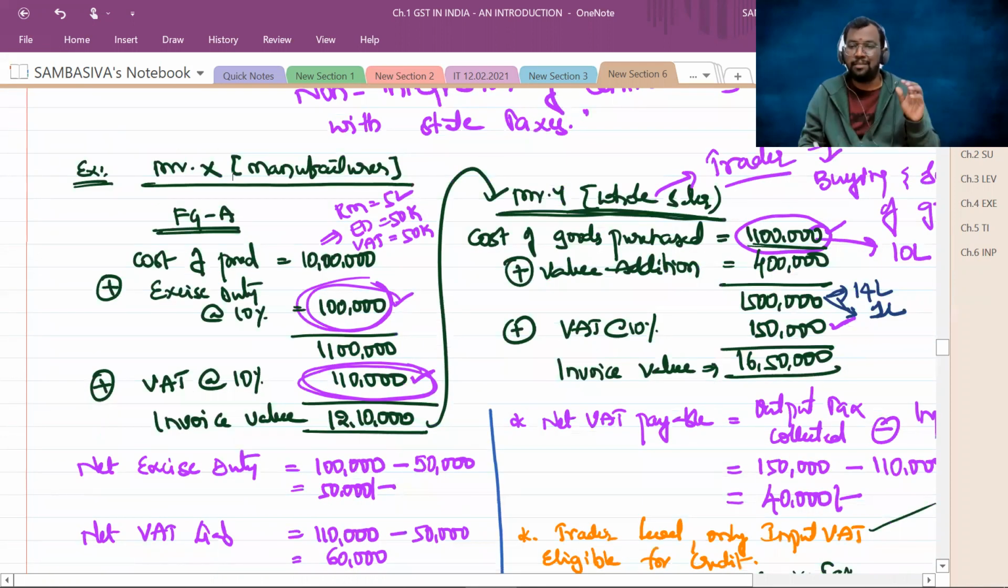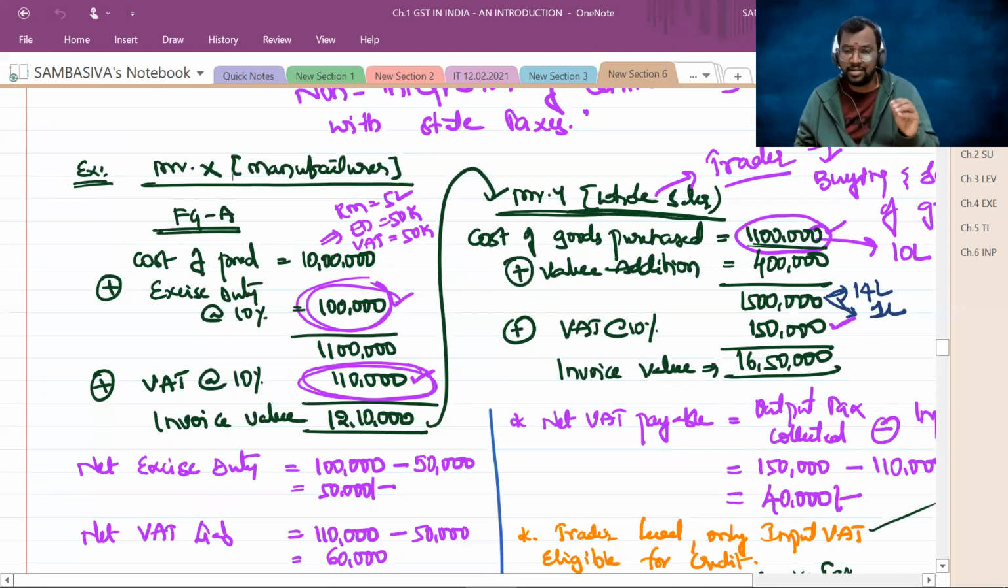For a manufacturer, at the manufacturer stage, there is no cascading effect of taxes, because whatever taxes are paid by the manufacturer, he will get back everything in the form of input tax credit. Whatever excise duty is paid by him, he will get it as input tax credit. Whatever service tax is paid by him, he will get it as input tax credit. In olden days we used to call it SENVAT credit. Whatever VAT is paid by him, he will get it as input tax credit. So at the manufacturer stage, there is no cascading effect of taxes. But at the traders stage, at the service provider stage, there will be a cascading effect of taxes.